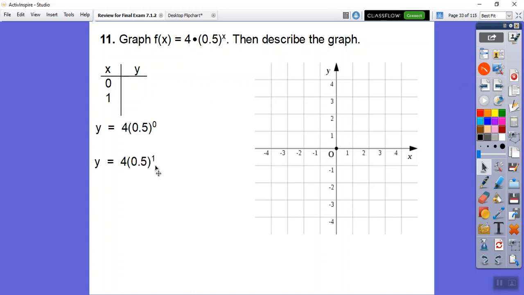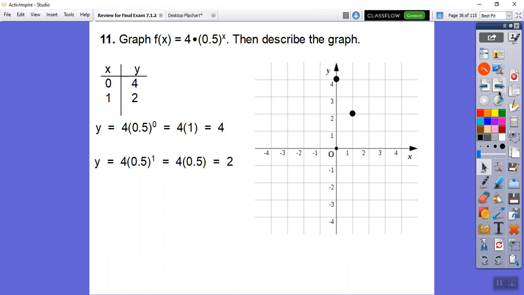And then when I plug in x equals 1, this is 0.5 or half. 4 times 0.5 is 2. So this one's going to be 4. This one's going to be 2. So I'm going to graph (0, 4) and (1, 2). Okay, so let's go ahead and graph those guys right here. So (0, 4) is right here, over 1 up 2 is right there.